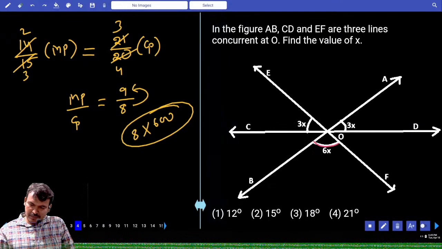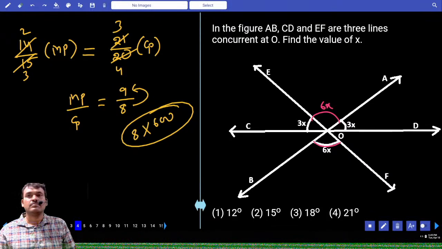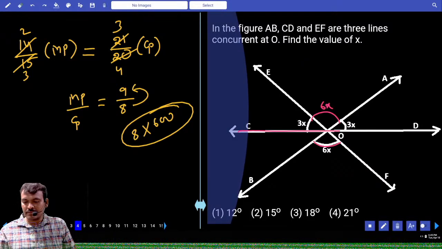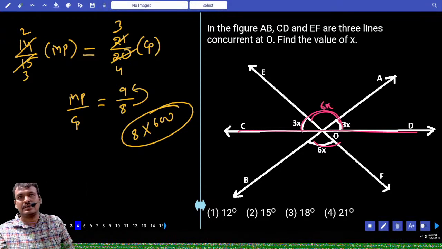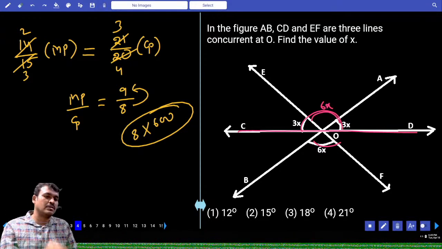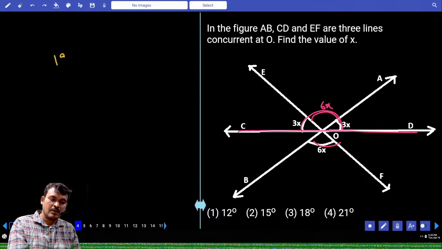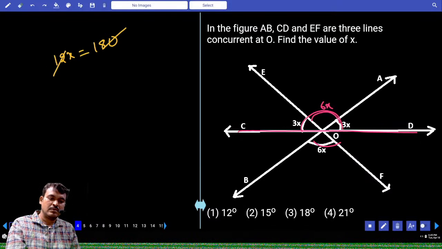If it is 6x, then the opposite angle is also 6x. In a straight line, the sum of these three angles is how much? 180, or not? Already we have 3x, 3x and 6x. Total it is 12x, or not? 12x equals how much? 180. Then the x value is 15, or not?